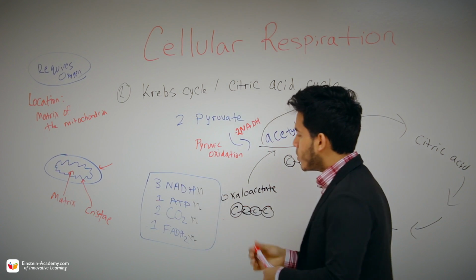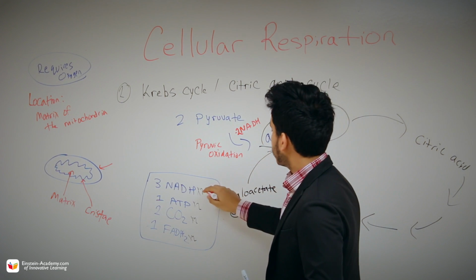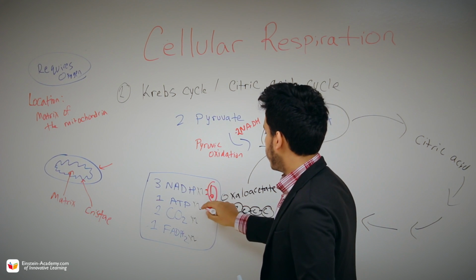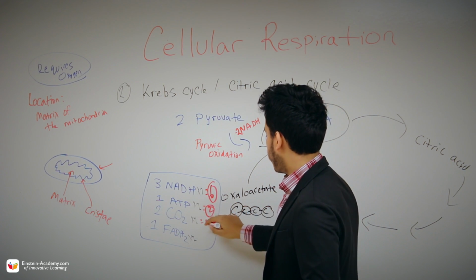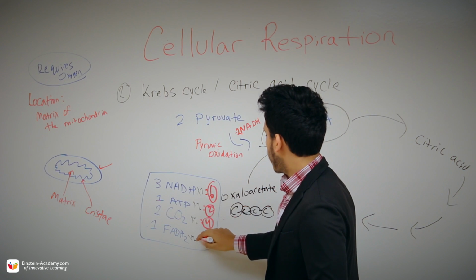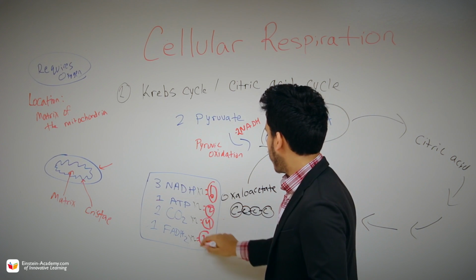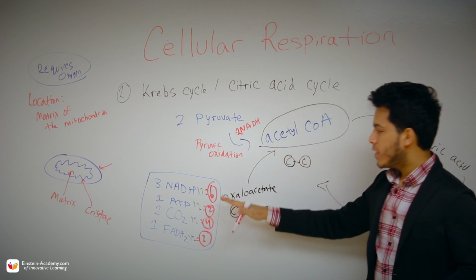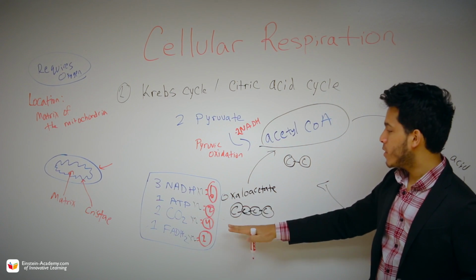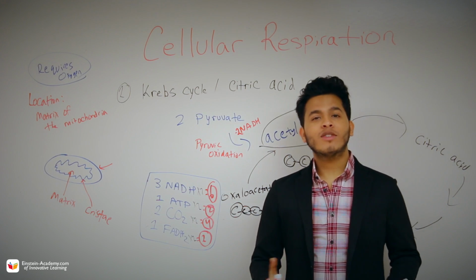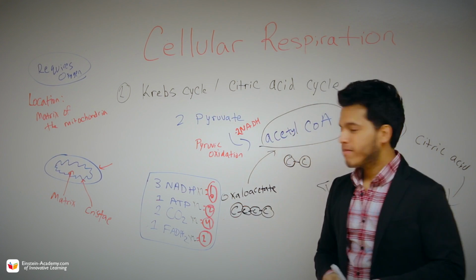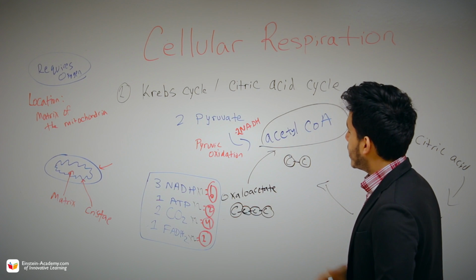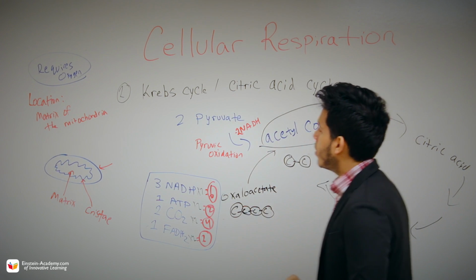And these are the numbers you have to memorize. We actually get 6 NADH, we get 2 ATP, we get 4 CO2, and we get 2 FADH2. Once again, 6 NADH, 2 ATP, 4 CO2, 2 FADH2. Yes, you do have to memorize it. So, this is what happens in the Krebs cycle.